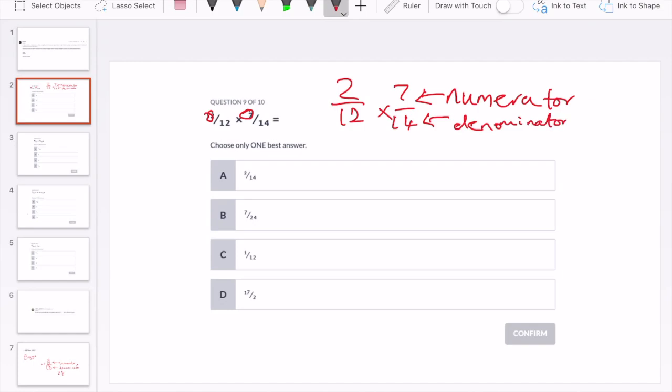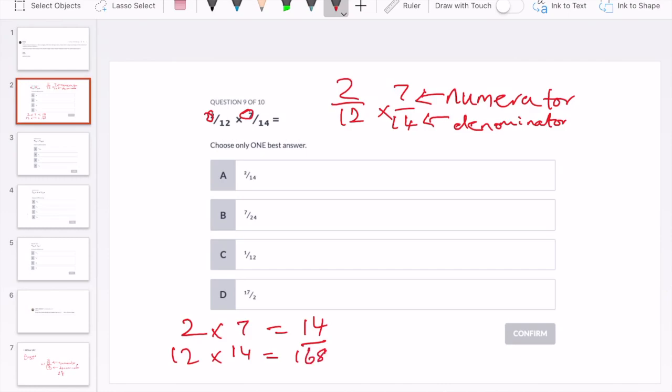Now the way that you would multiply a fraction is, if you need to simplify the fraction, then you can make the fraction smaller. You multiply the numerators to get the new numerator, and you multiply the denominators to get the new denominator. So this is actually quite straightforward. So it's 2 over 12 times 7 over 14. You multiply the numerators: 2 times 7 is 14. And then we've got 12 times 14.